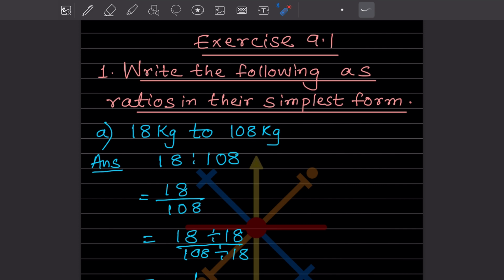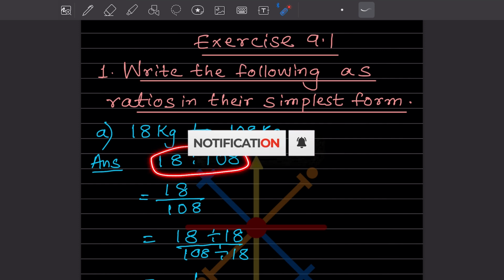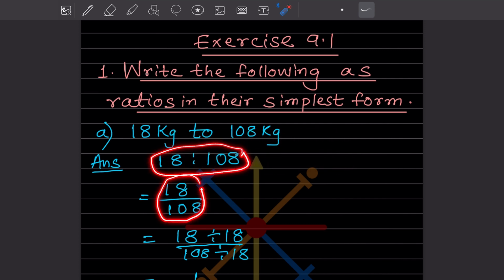Now look at here, 18 kilogram and 108 kilogram. So what are we going to write? Since both the units are the same, we will just write here 18 and just put this one as 108. You can write it in a vertical way, meaning you will divide it, 18 divided by 108. So now you have to write it in the simplest form.